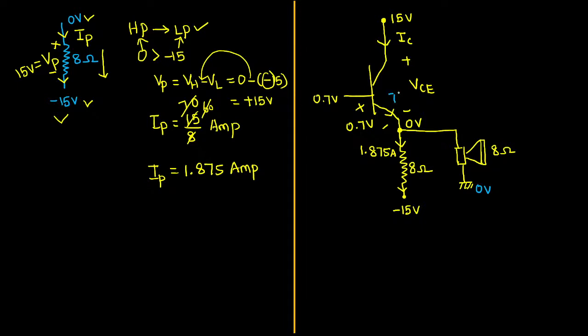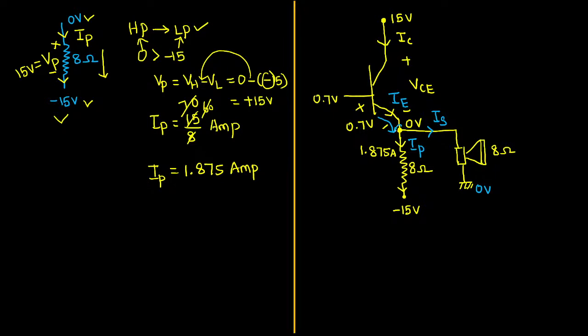Now we know this is called emitter current. The current that is coming out of the emitter is called emitter current. And this is an NPN transistor. You all know the direction of the current. So I can say like this: the current flowing through the speaker, I am calling it speaker current IS. The current flowing through the 8 ohm resistor, I already kept the name, that is called IP.